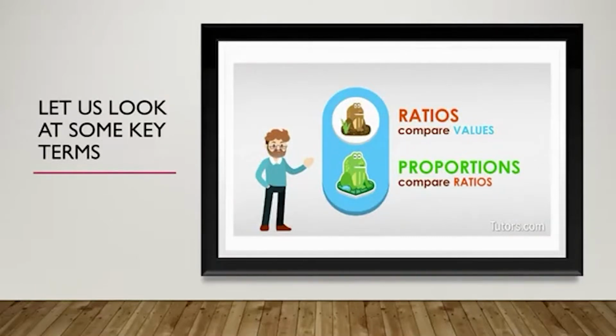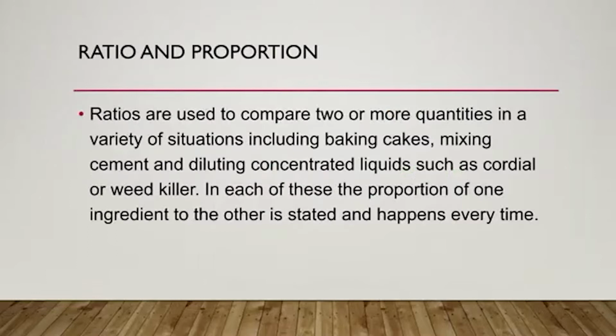Ratios compare values, proportions compare ratios. Now, ratios are used to compare two or more quantities in a variety of situations, including baking cakes, mixing cement and diluting concentrated liquids such as cordials or weed killer. In each of these, the proportion of one ingredient to the other is stated, and it happens the same way every time.